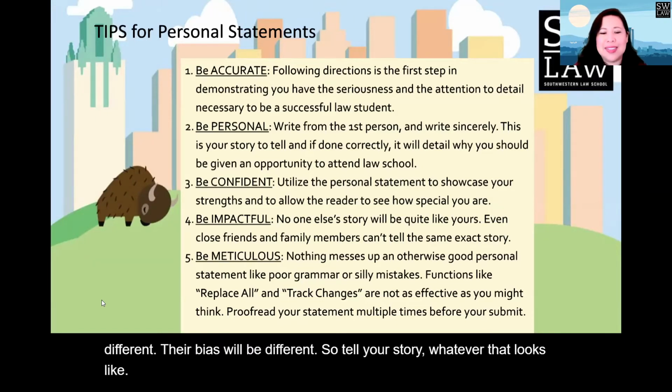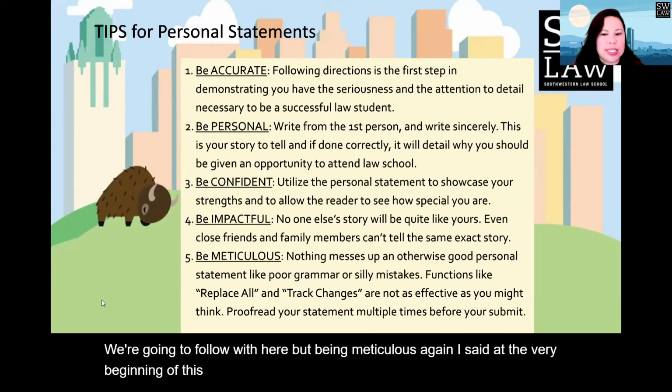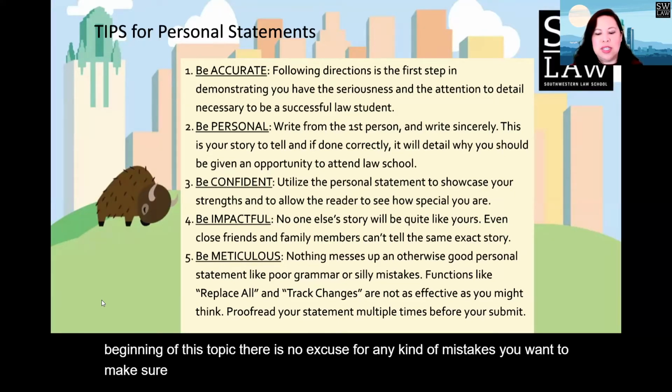Being meticulous, that almost looks like a section of don'ts, which we're going to follow with here. But being meticulous, again, I said at the very beginning of this topic, there is no excuse for any kind of mistakes. You want to make sure that everything is really, really top notch.